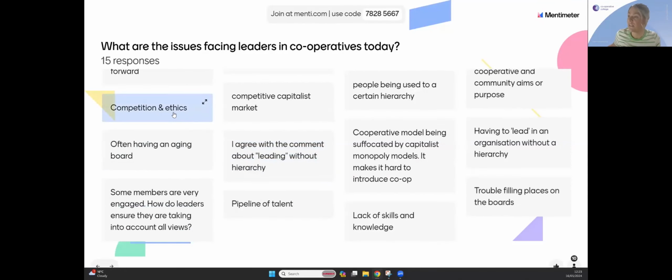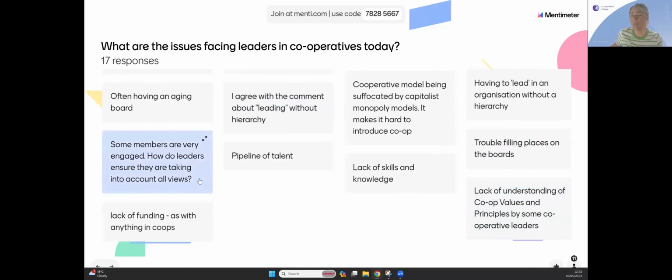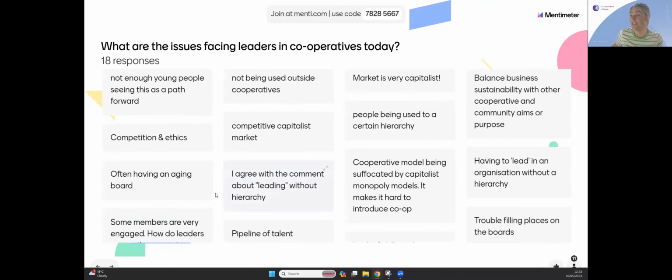Competition and ethics, totally. So some members are very engaged. How do leaders ensure they are taking into account all views? That's a really important point, isn't it? And I think something comes up a bit later in the session about how do we ensure members understand fully as well what their role is, or what they can contribute, or how cooperation can be of benefit to them as well. Lack of funding, lack of training on alternative models of leadership.